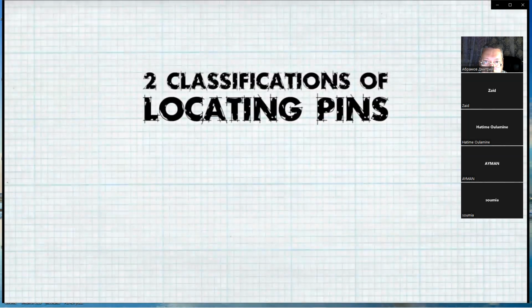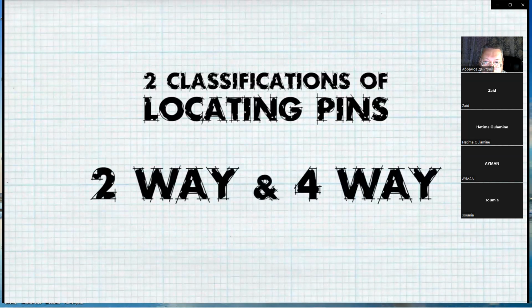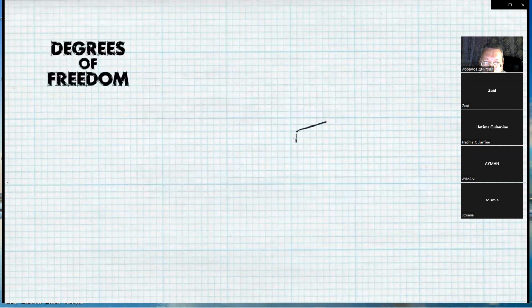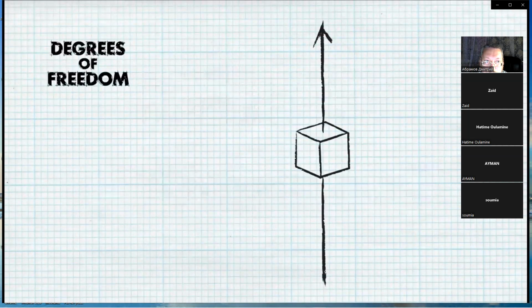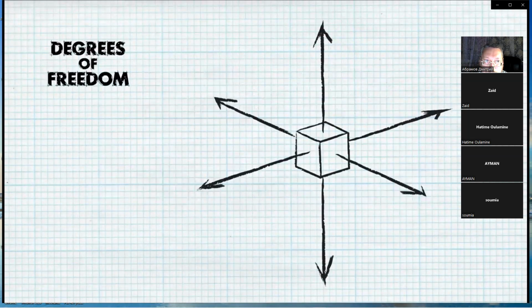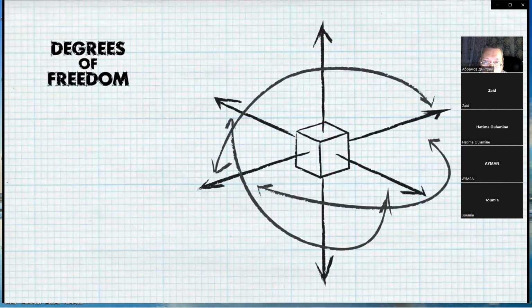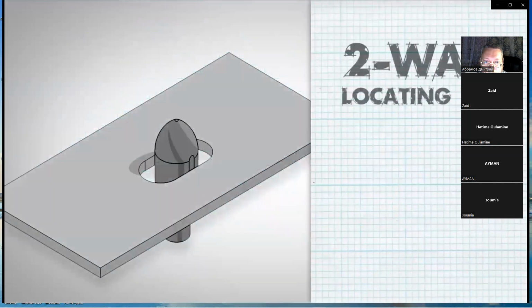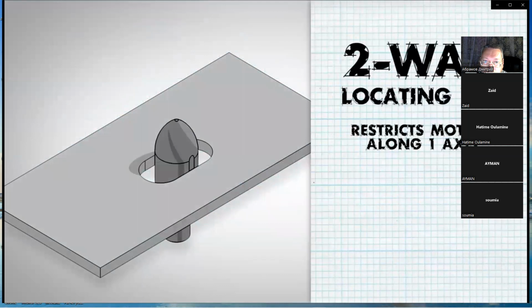There are two classifications of locating pins, two-way and four-way. A simple method to remember the difference between them is to consider the 3 axes of translational motion and the 6 corresponding directions or degrees of freedom. A two-way pin restricts motion along one axis, or 2 degrees of freedom, like a round pin in a slot.